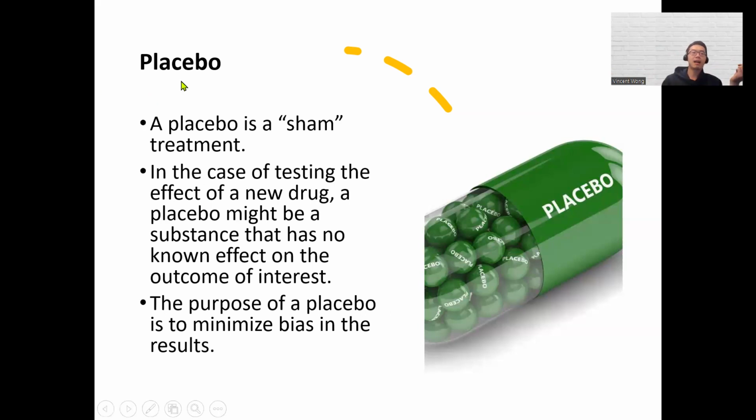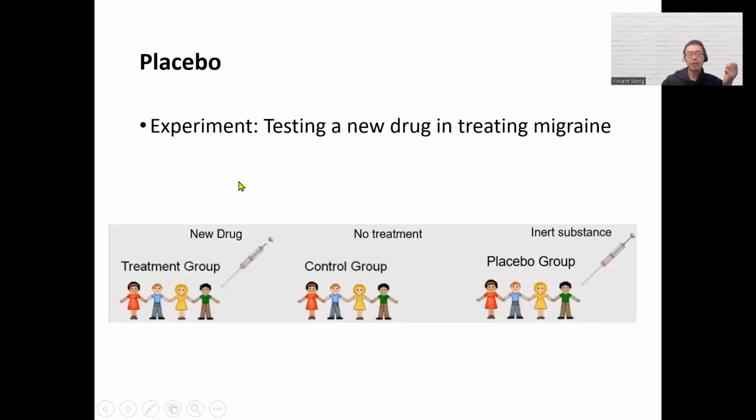That's why we need to have a placebo, right? The placebo is something that we know is not going to do anything for you, okay? But we give it to you without telling you it's a placebo. So let me give you some examples here, when you test new drugs, in treating migraine, for example.